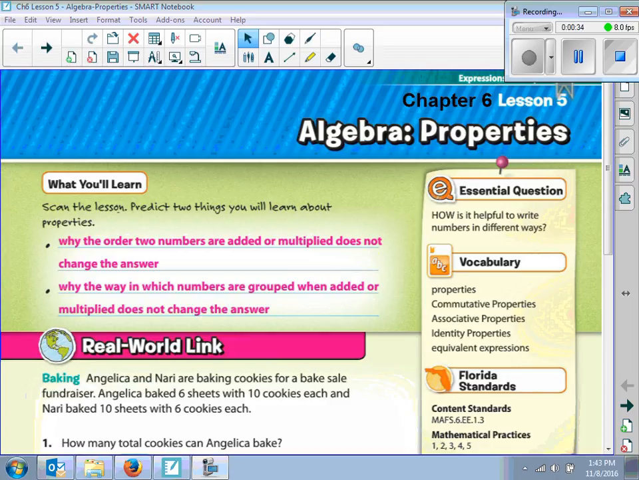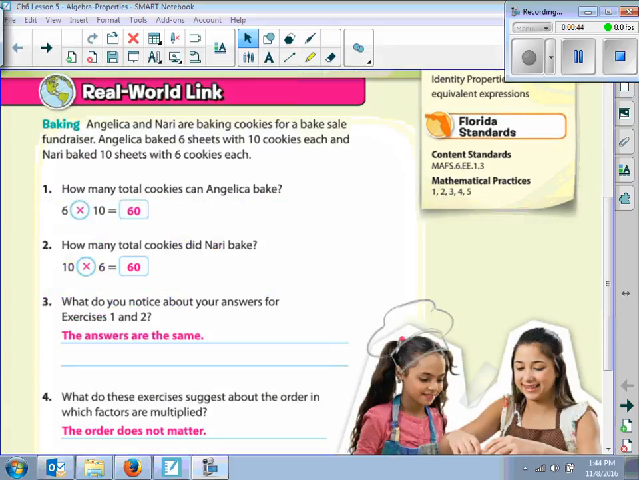And we are also going to learn why the way in which numbers are grouped when added or multiplied also does not change the answer. Okay? All right, so in the real world link, Angelica and Nari are baking cookies for a bake sale fundraiser. Angelica baked 6 cookie sheets with 10 cookies each on them. Okay? So how many total cookies did Angelica bake?